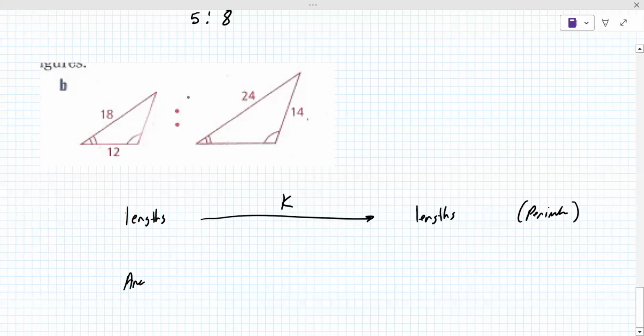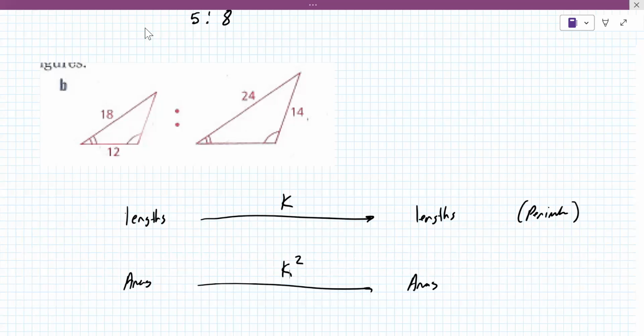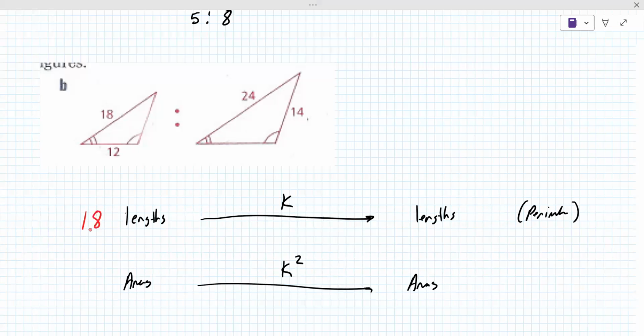For areas to areas, and we're talking about similarity here, you take that k and you square it. Okay. So here's how that works in this problem here. It's 18 to 24 in this problem. Think of it as a colon here. And if we reduce that, that would be divided by 6 on each. That's 3 to 4.